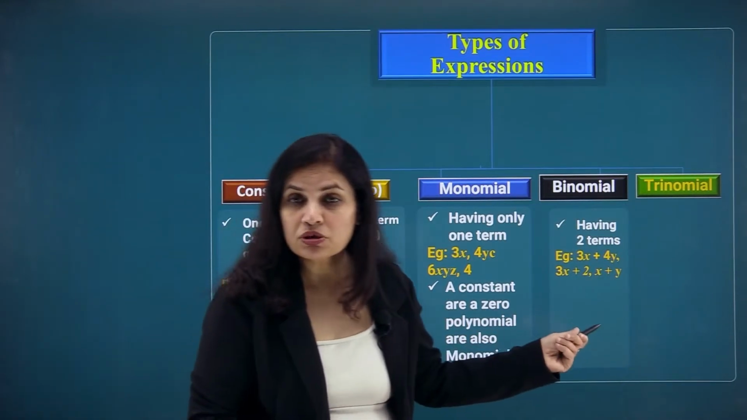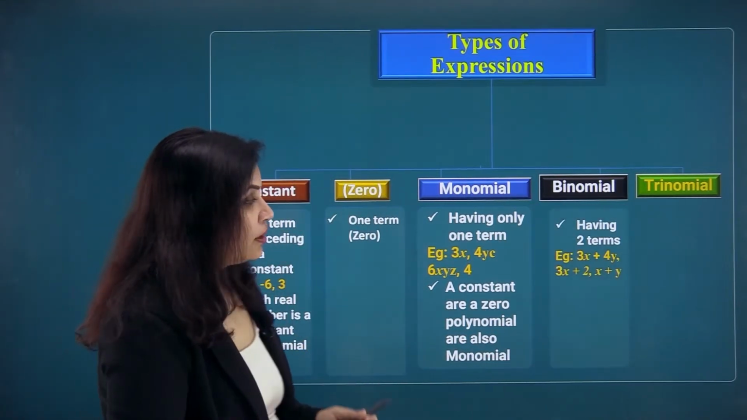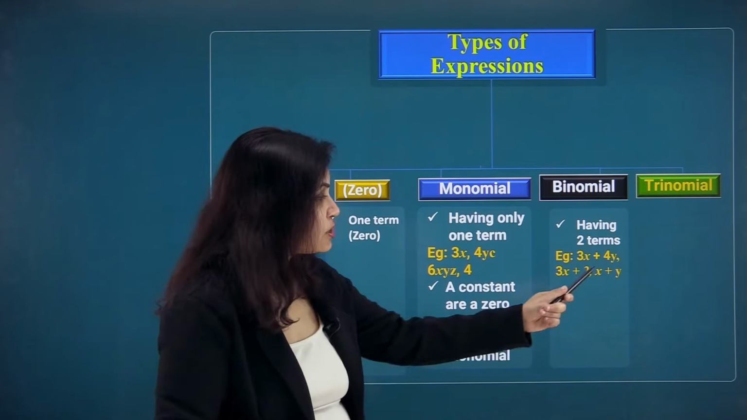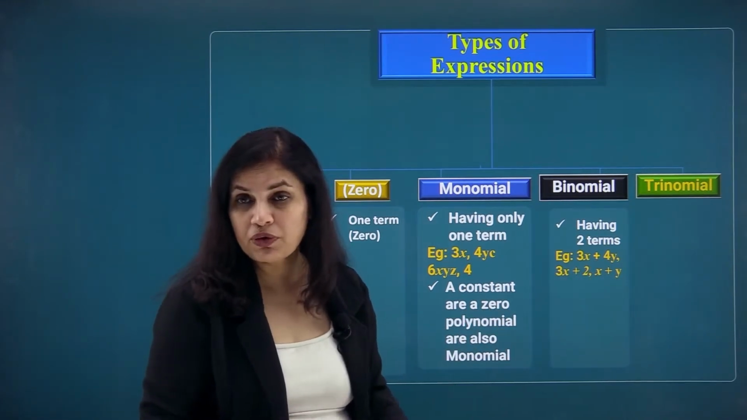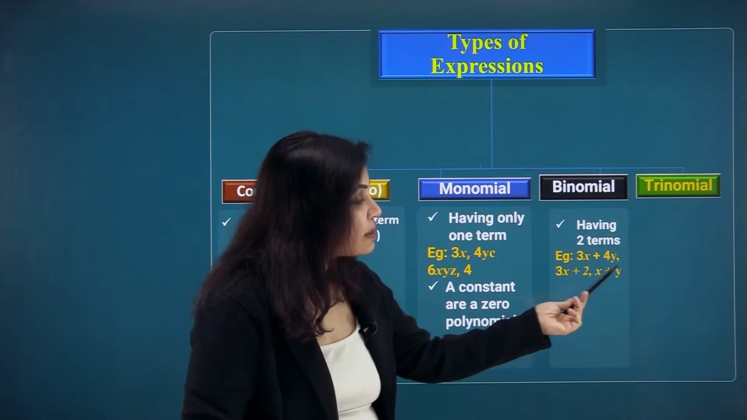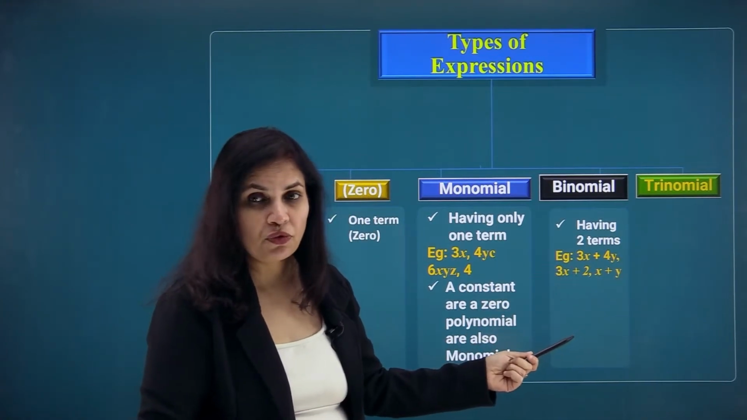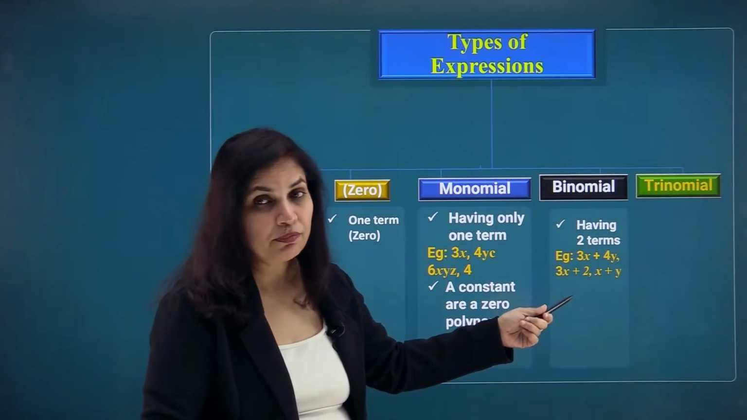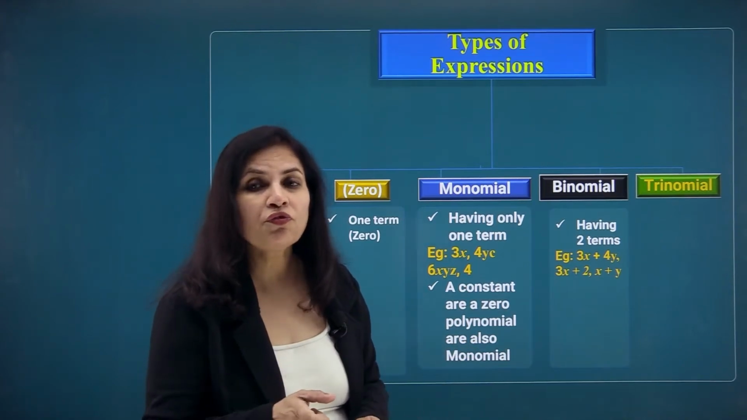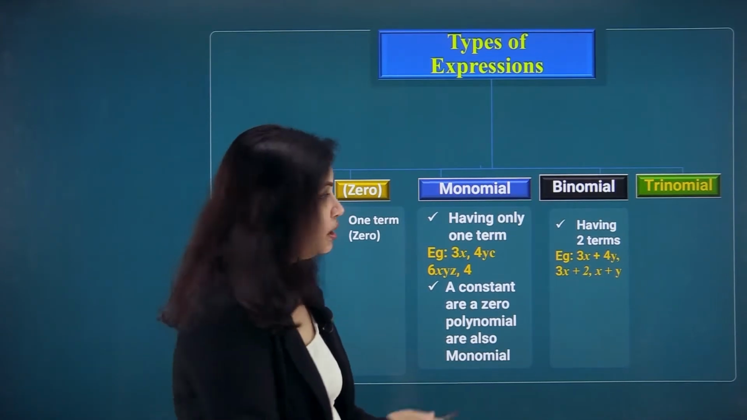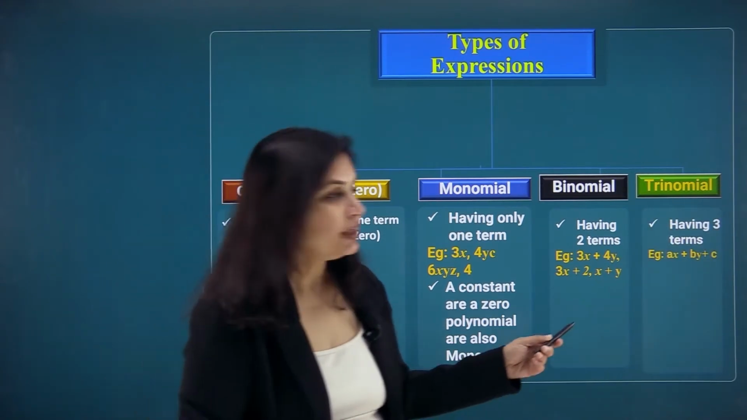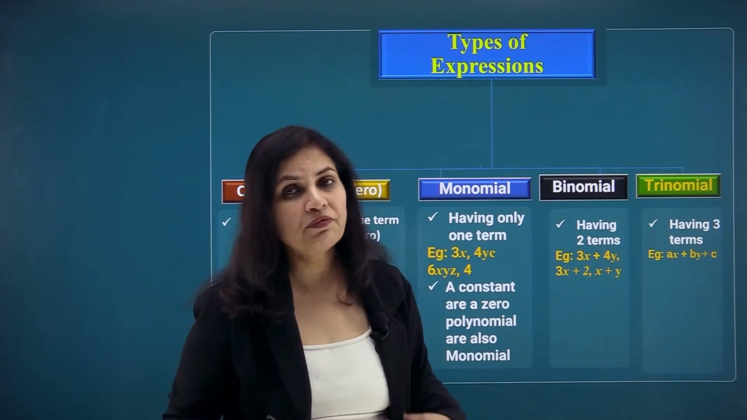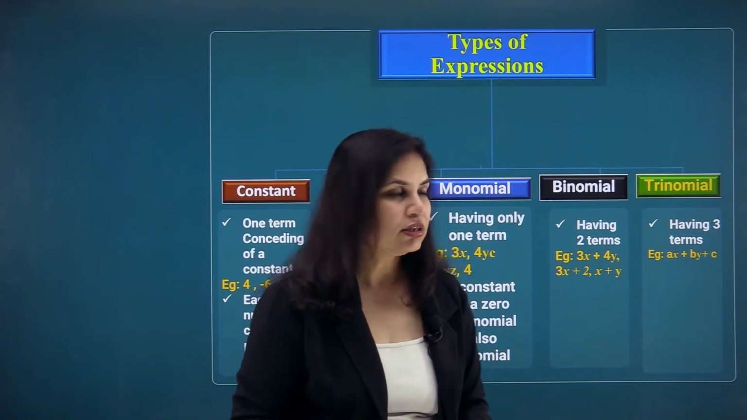A binomial has two terms, and I explained how we know that an expression has two terms. As soon as I see a plus or a minus sign between two numbers, as in 3x plus 4y, 3x is a separate term and 4y is a separate term because in between we have a plus sign. Had it been 3x into 4y, then it would have been considered a single term. A trinomial similarly will have three terms, ax plus by plus c, where ax is the first term, by is the second term and c is the third term.